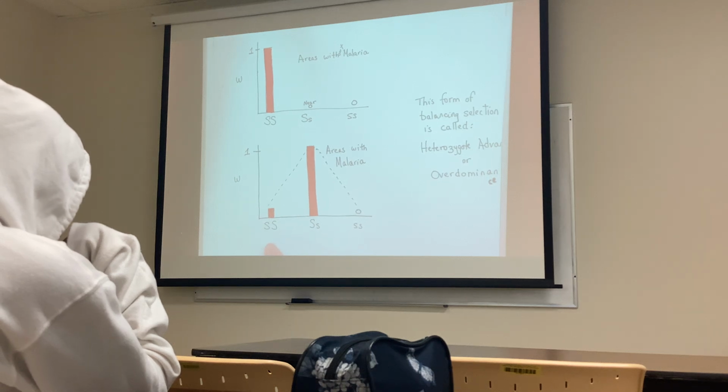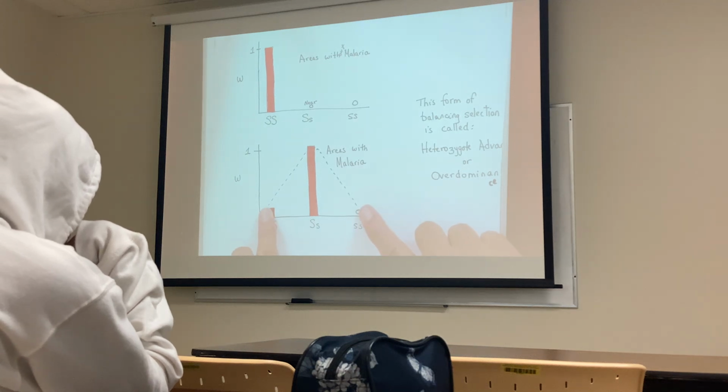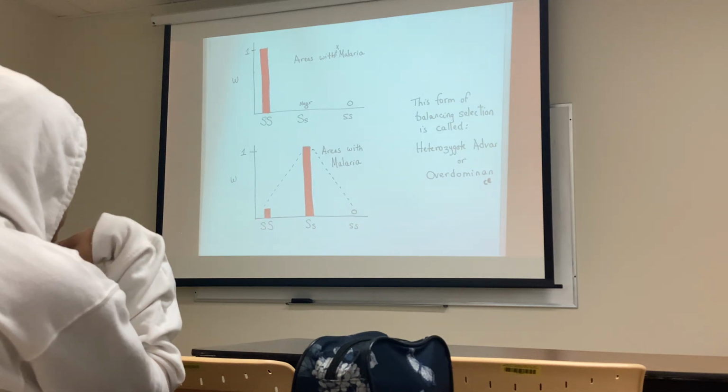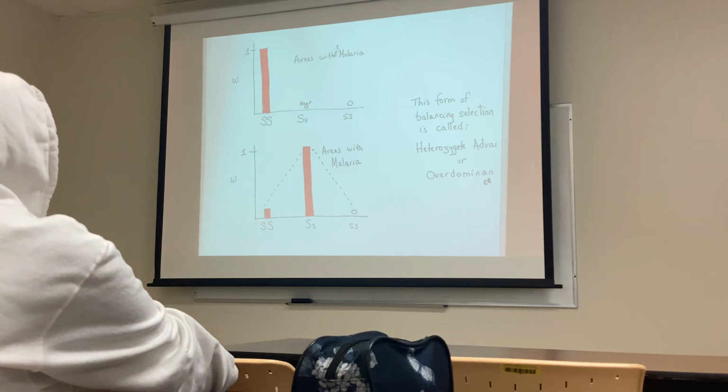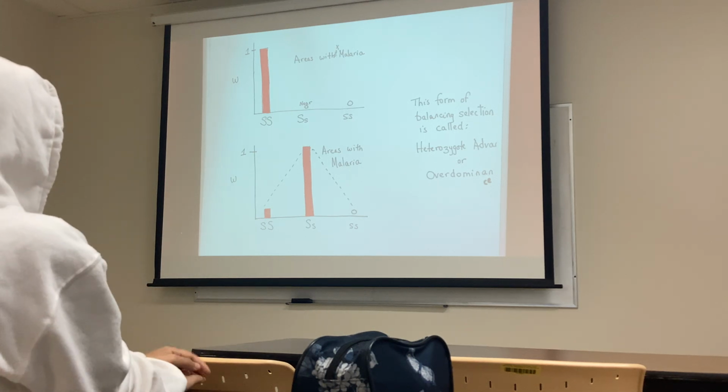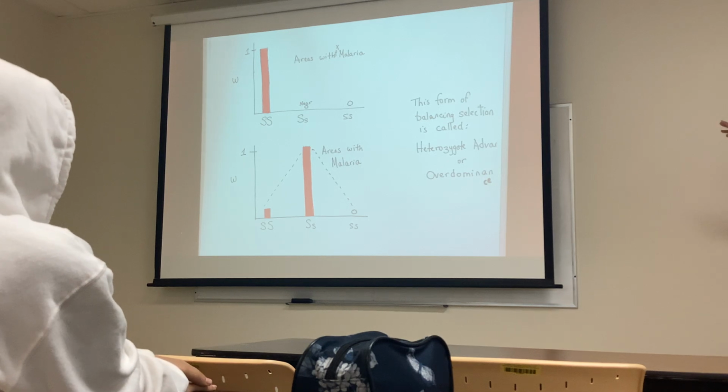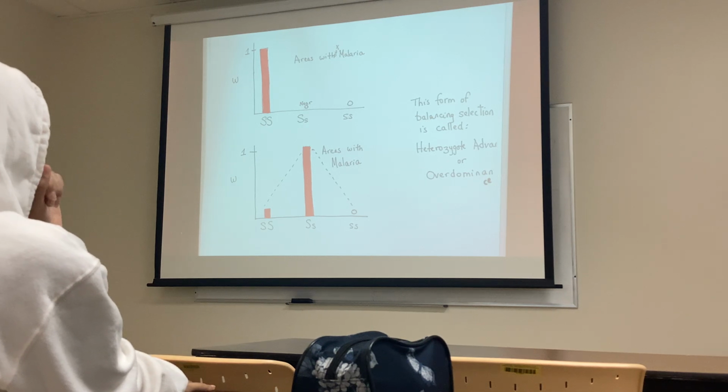And this is a form of balancing selection where the middle value does better than either extreme, and this form of balancing selection is called the heterozygote advantage. The heterozygote does better. Or another synonymous term is overdominance. Those two things are the same.